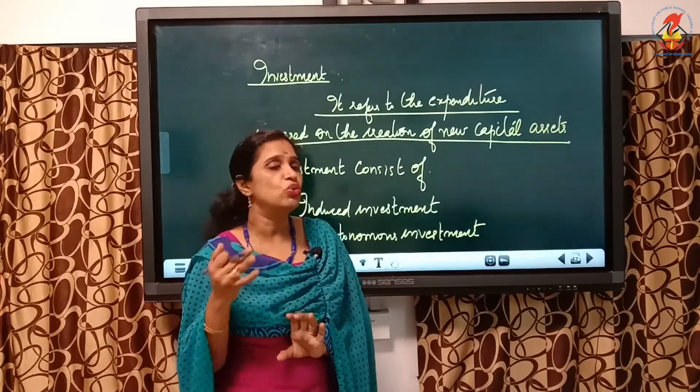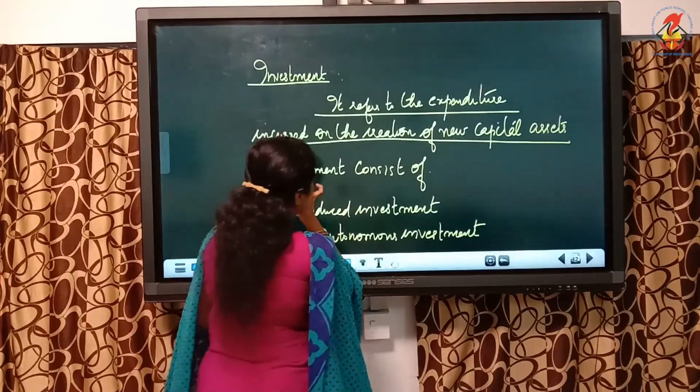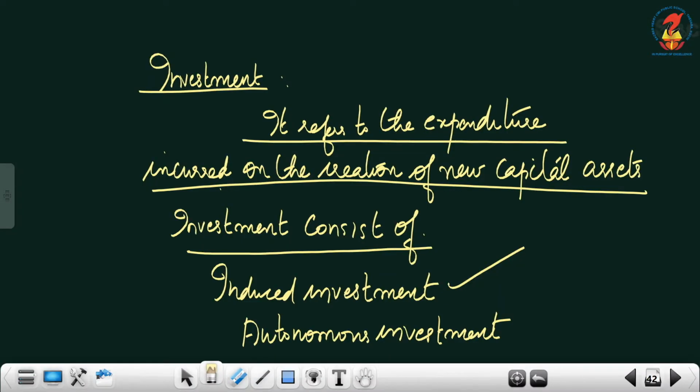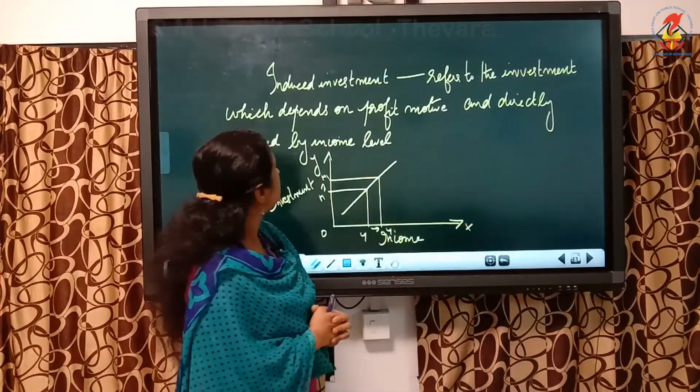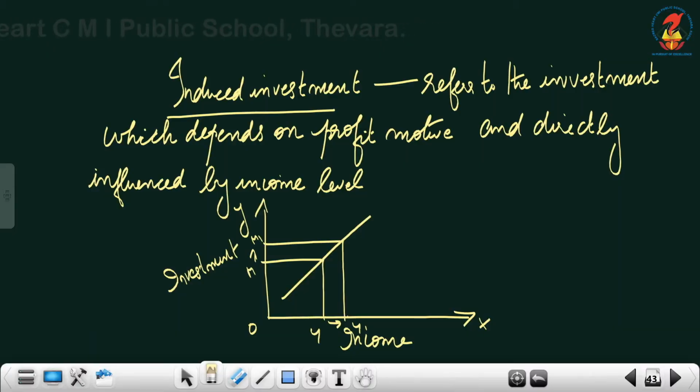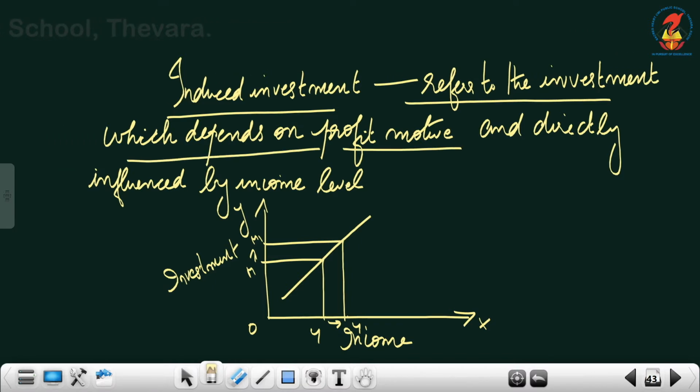Now, there are two types of investment. Investment consists of induced investment and autonomous investment. So the two types of investment according to Keynes are induced investment and autonomous investment. Now let us see what is this induced investment. Induced investment refers to the investment which depends on profit motive and is directly influenced by the level of income.